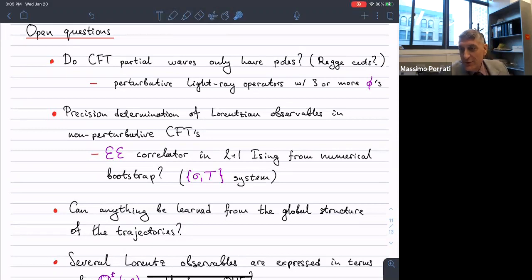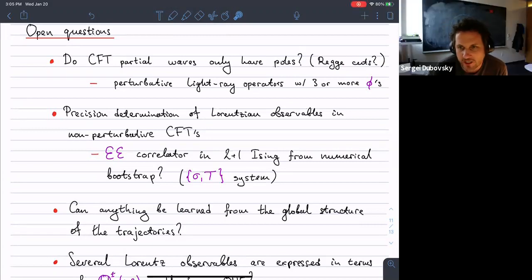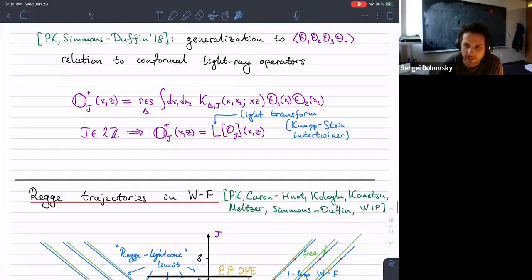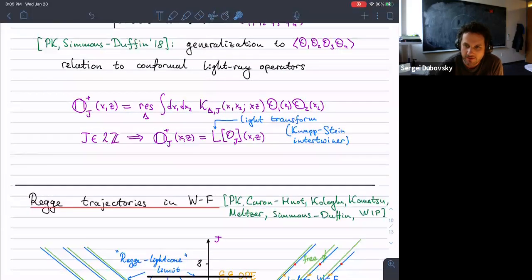So may I ask a bit more about this Regge trajectory? What is understood about them? For instance, does every operator belong to some Regge trajectory? And for these even spins, you say that's where local operators appear, but does there necessarily have to be a local operator for each even spin?